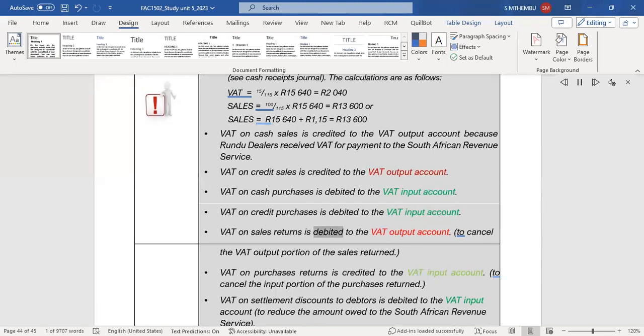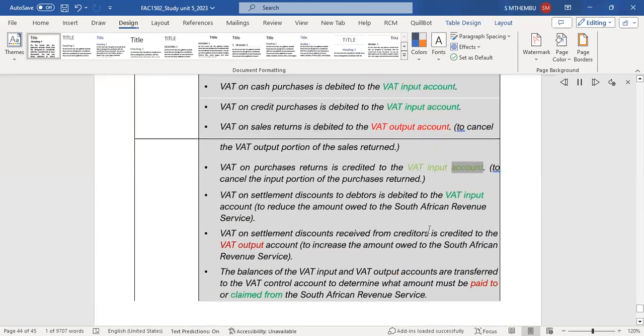VAT on sales returns is debited to the VAT output account, to cancel the VAT output portion of the sales returned. VAT on purchases returns is credited to the VAT input account, to cancel the input portion of the purchases returned.